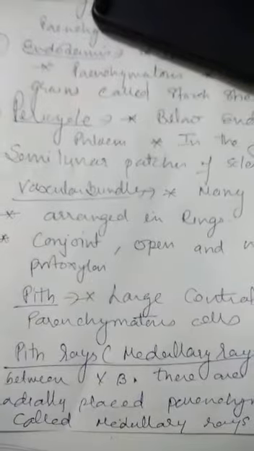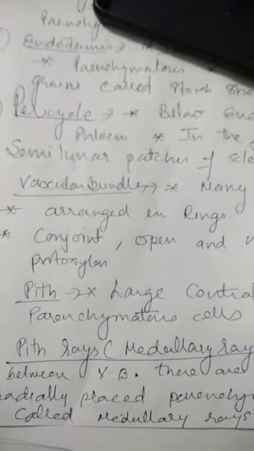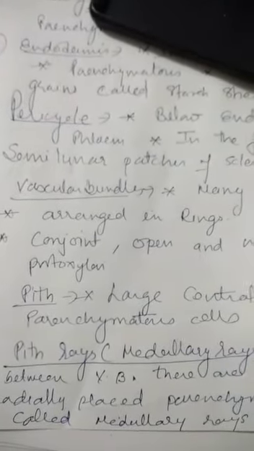As in yesterday's video, I was telling you to prepare the notes, but even then I have prepared them and I am sending them to you. This is the most important part of the dicot stem, its vascular bundle. As I told you, the bundles are arranged in rings, conjoined, open, and with endarch protoxylem. Every word of this I have explained in the previous videos. So this is all about the dicot stem, and in the next video I am sending you about the monocot stem.